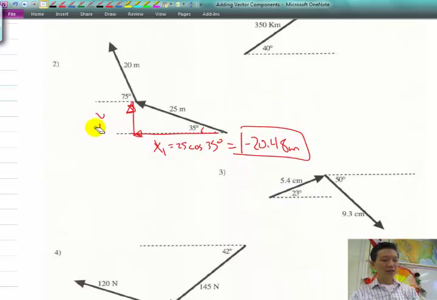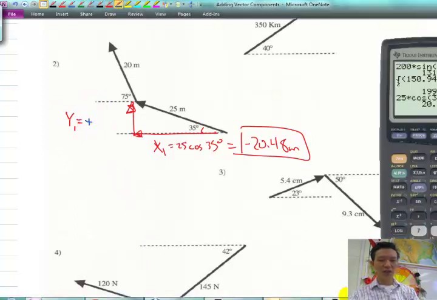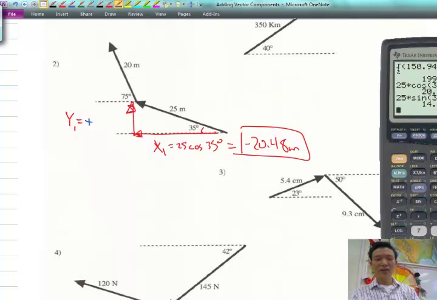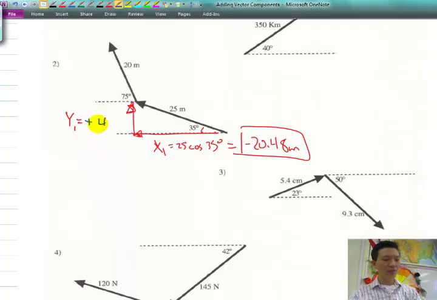And then y1, we can do the same thing, except instead of doing cosine, I'm going to do sine, okay? I'm just going to do this in the blue. And it's going to be positive because I know it's going up. So if I punch that in really quick, I take 25 times the sine of 35, okay? And I'm getting a positive 14.34 meters. Why positive? Because I'm going up.